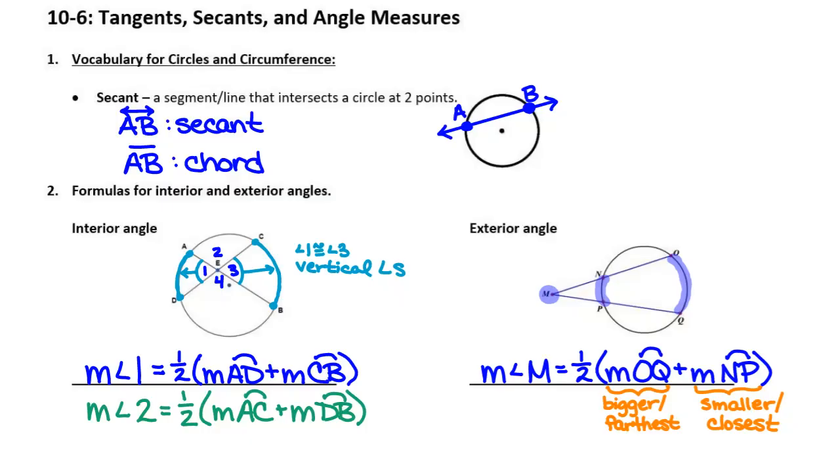So when the angle that I'm looking for is formed by two secants that are meeting outside my circle, I look at the two arcs that are being intercepted by that angle, and I take the farther one, the bigger one, minus the closer one, the smaller one, and then I take that difference and I cut it in half, and that gives me my angle measurement.